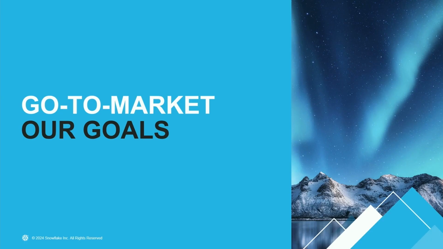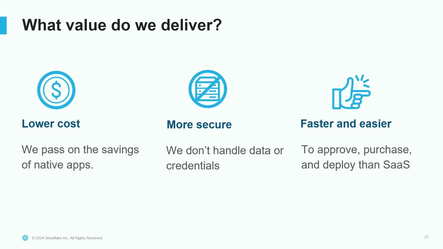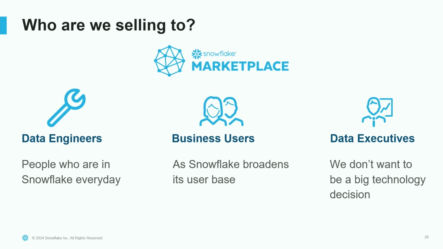So going onto the Snowflake Marketplace, we had these goals in mind of what we want to do and how we want to scale this business. Now, we knew that we could deliver a lower cost. We could pass on the savings of being a native app. We were more secure, so we could skip over that cybersecurity process, and we'd be faster and easier. Because we're not a new vendor, with Snowflake's billing, it'd be easier to be approved and purchased and go through that procurement process. Now, our goal also was to distribute only through the Snowflake Marketplace.